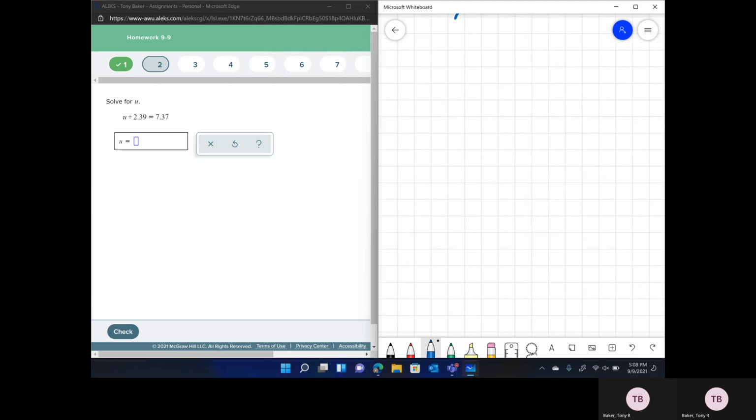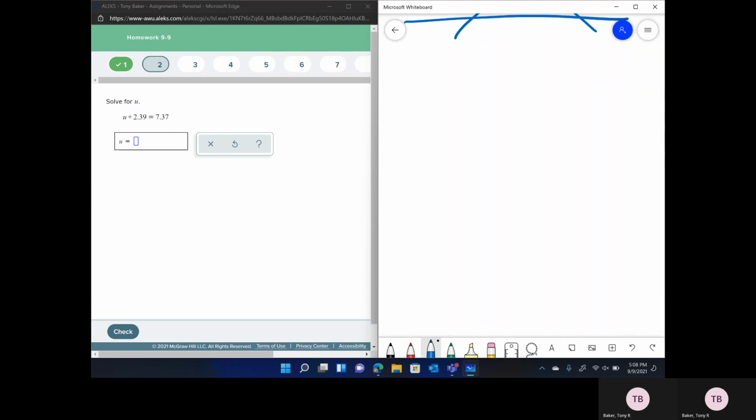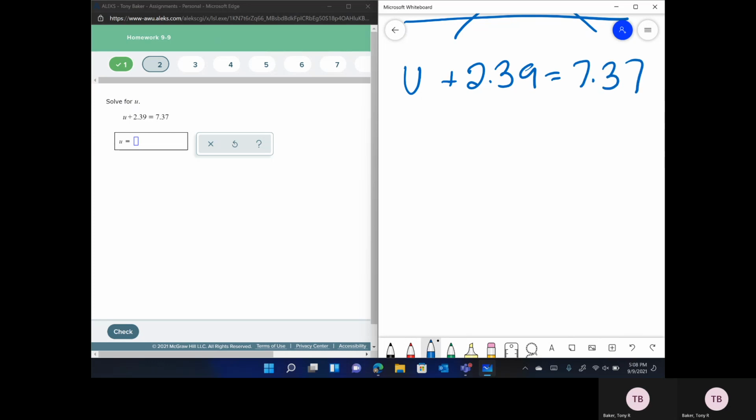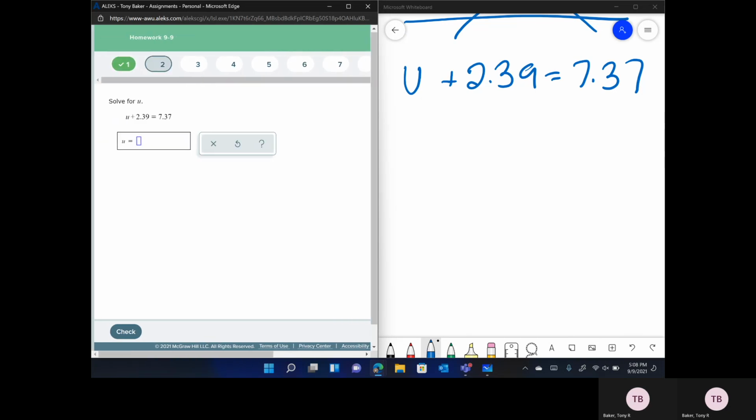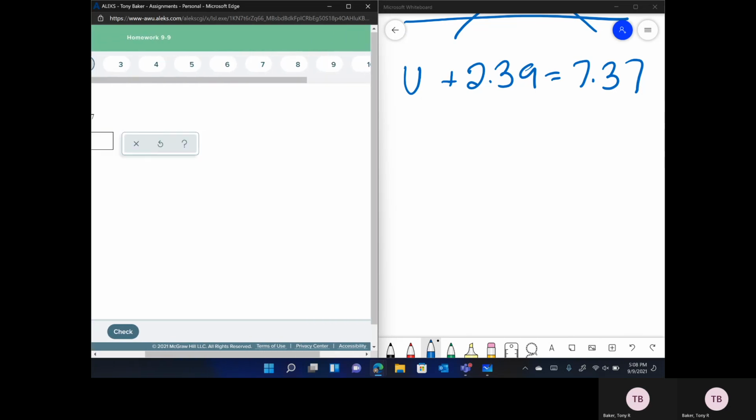All right, just because it's a decimal doesn't actually change any of the process. So you have u plus 2.39 equals 7.37. And actually, I think on this one, they do not give you a calculator. Wow. Oh, wait, maybe. Nope. All right, so same process though. And you can use a scientific calculator if you have one, that's fine. We're doing the exact same thing.